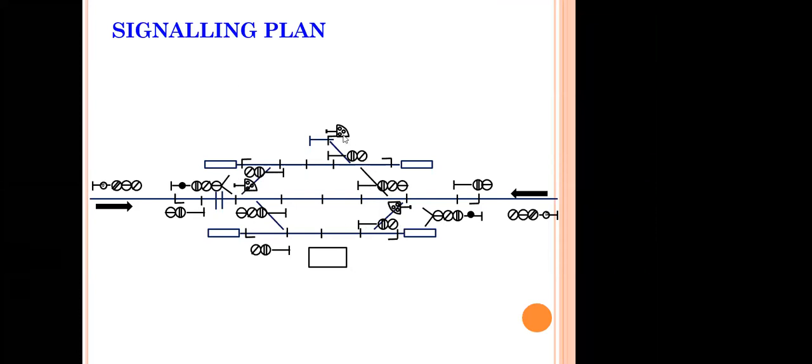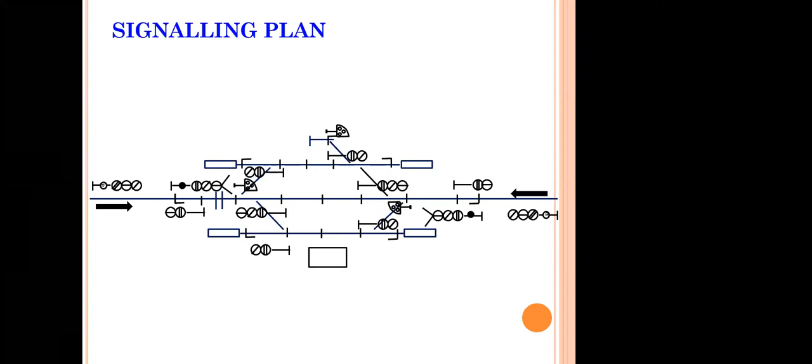The remaining signals are shunt signals. They are like children in the home, small children in the home. They don't have a specific rule. They are free to do whatever they want. But at the same time, the elderly people have their own restrictions. So the movement of the train on the running lines is controlled by the main signals. Movement into the non-running lines is controlled by the shunt signals.